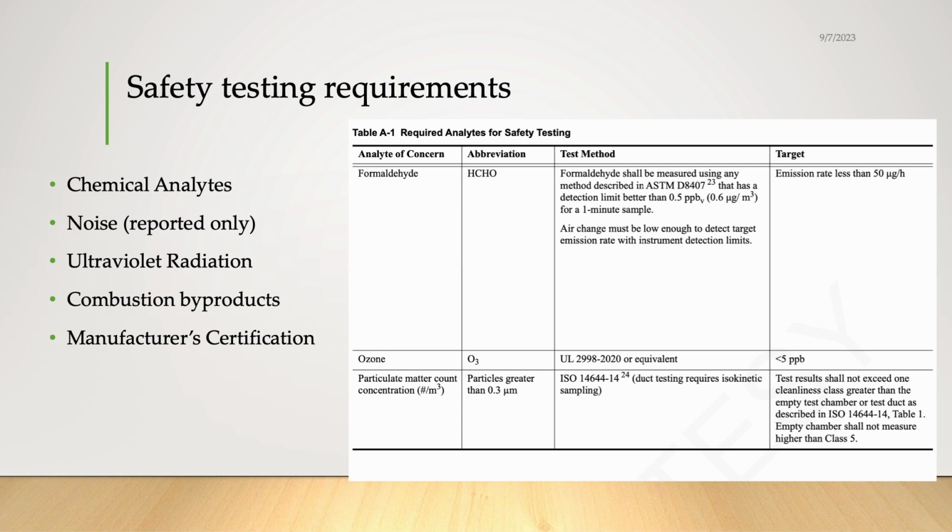So that's performance. Safety testing requirements. We have 3 chemical analytes that have to be tested for: formaldehyde, ozone, and particle generation. Those are the 3 main ones to be concerned about. Sound levels of portable air cleaners have to be reported. There's no regulation of them, but there are a lot of air cleaners on the market that will operate at above 60 dBA.